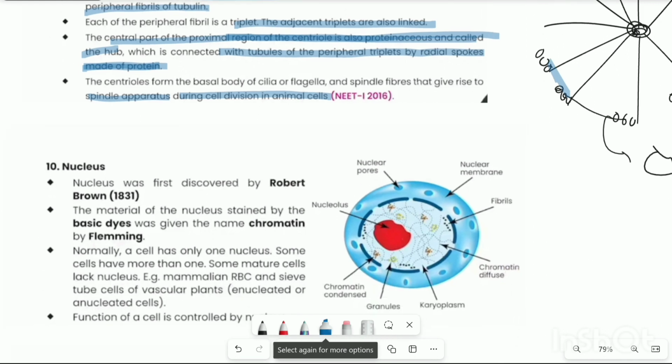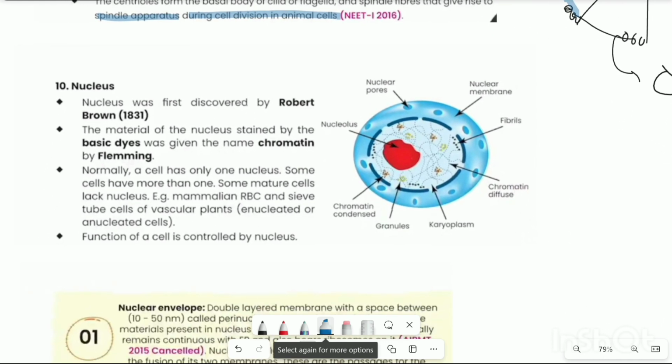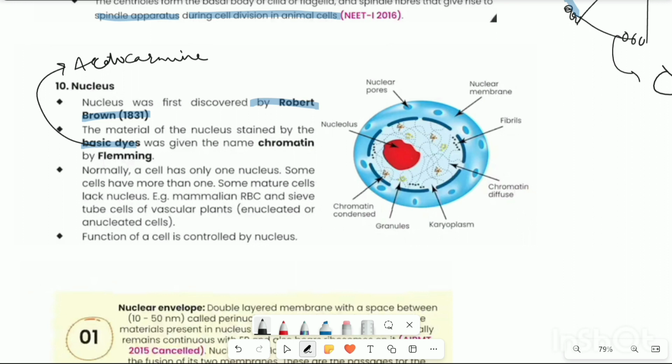Okay. Next is the nucleus. We have studied that the nucleus was discovered by Robert Brown in 1831. This material of the nucleus was stained by a basic dye. We have studied that basic dye. What is that? Acidocarmine. This is an NCERT example question.